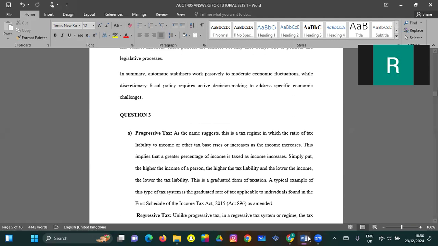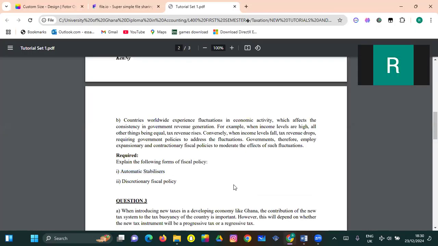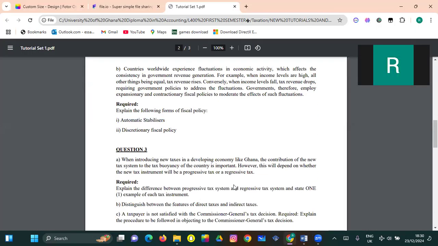So question 3, when introducing new taxes in a developing economy like Ghana, the contribution of the new tax system to the buoyancy of the country is important. However, this will depend on whether the new tax instrument will be progressive tax or regressive tax. So here, explain the difference between progressive tax system and regressive tax system and state one example each of the tax instruments, right?